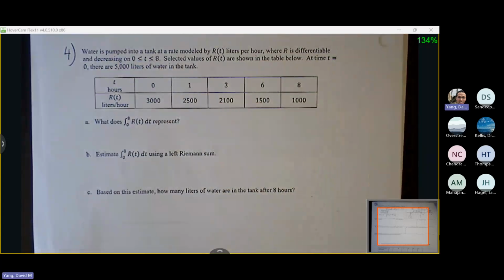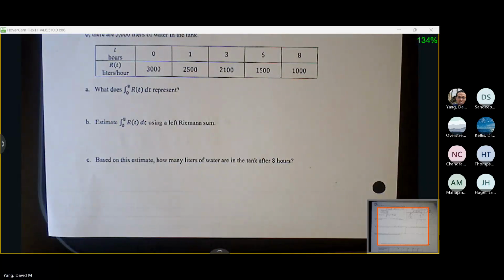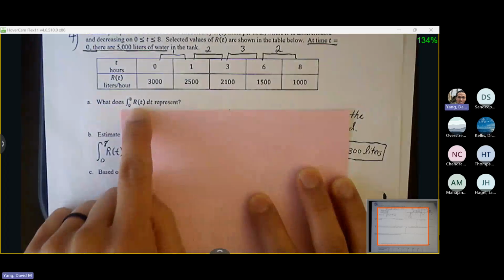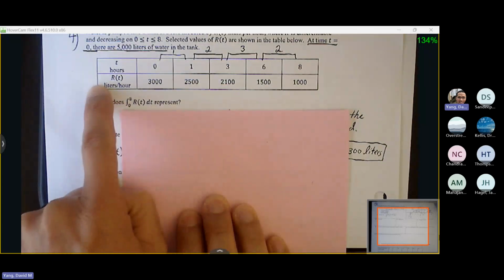Water is pumped into a tank at a rate modeled by R of t, liters per hour, where R is differentiable and decreasing. Selected values of R of t are shown. At time t equals 0, 5,000 liters of water are in the tank. So these are all in terms of liters per hour, but we want to find the definite integral of R of t. Keep in mind, you're essentially turning a derivative into something at the function level, so you know your units are going to change.